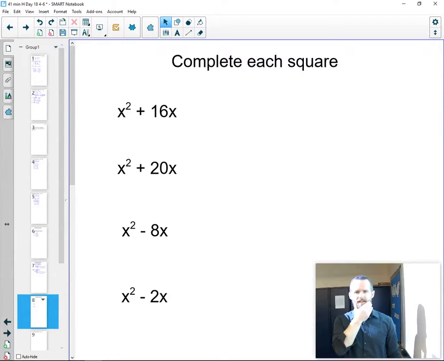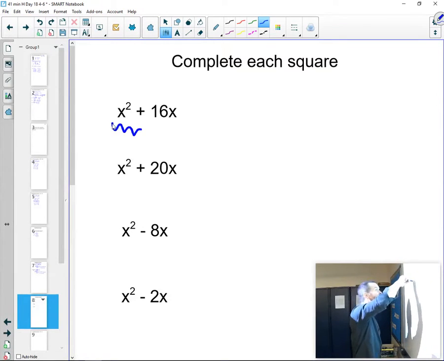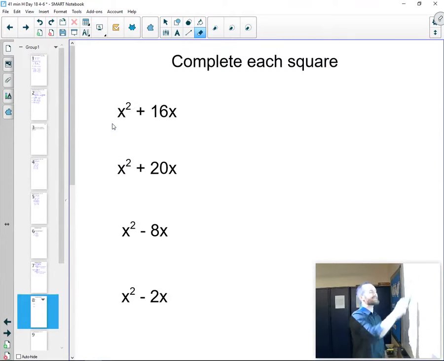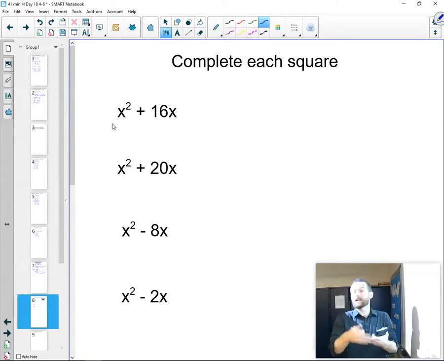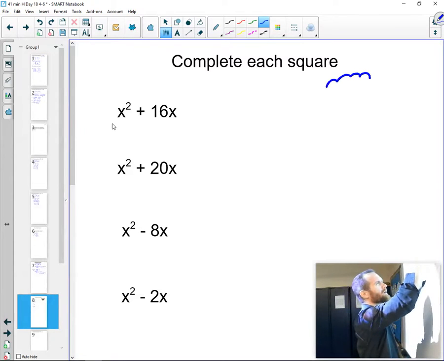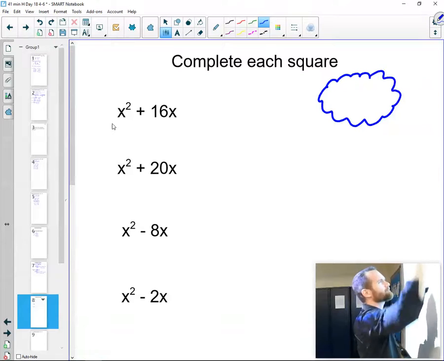So we've got x squared plus 16x, and we have to complete the square. What we have here is not a perfect square trinomial, but we want to make it one by completing the square. So let's think about this. I'm going to put a little thought bubble right here. This is what I'm thinking.